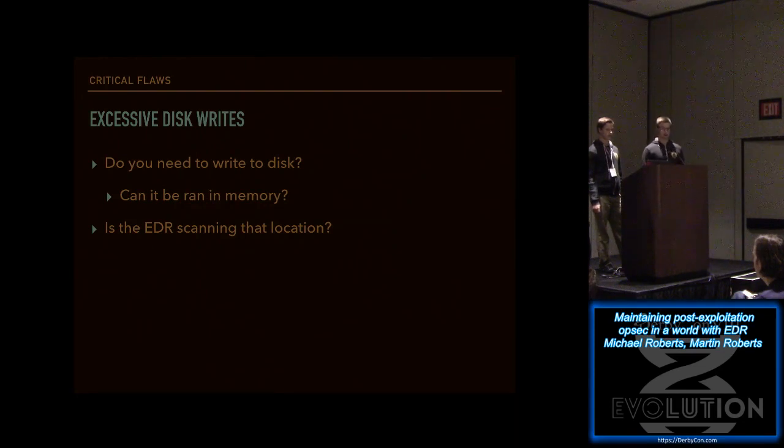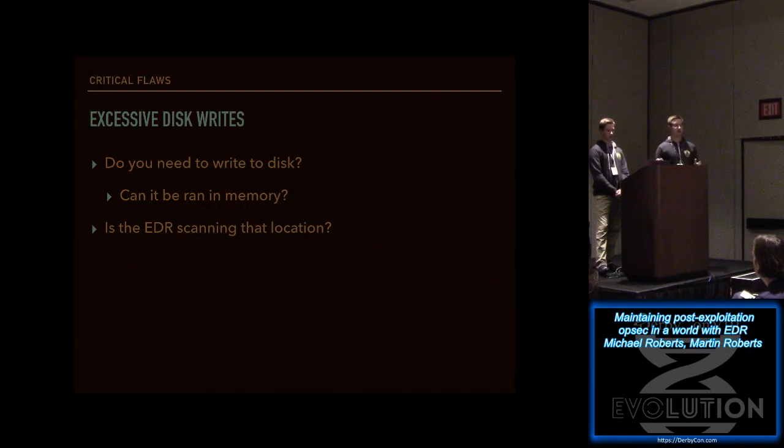Excessive disk writes. Do you need to be writing to disk, and can you be running it in memory? A classic example of this, just on Linux, would be curling something down, say a Linux privs script. So curl the script, and then instead of writing it to disk with the -o flag, you can just pipe it to bash. It will run in memory as a process, and it won't write to disk. So just things to remember. How can I be running things in memory instead of writing to disk whenever possible?